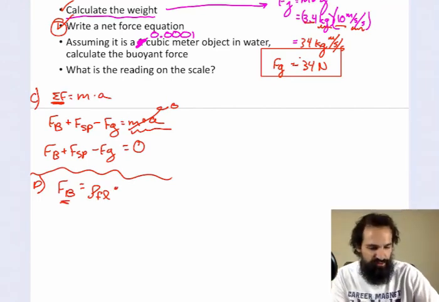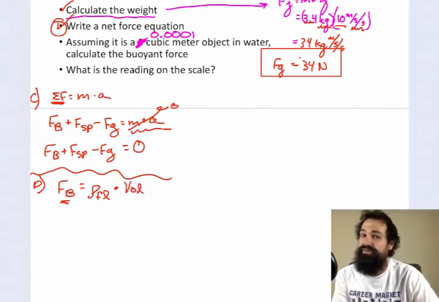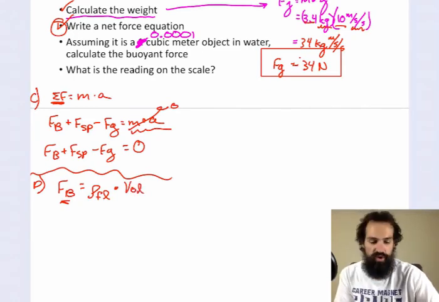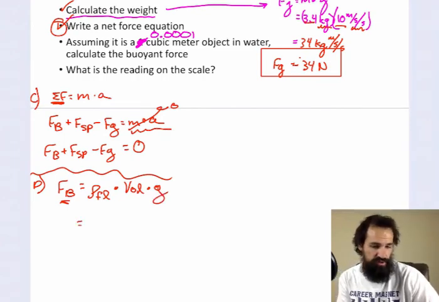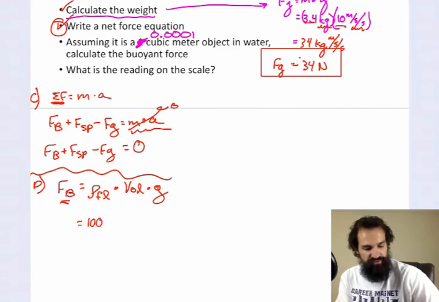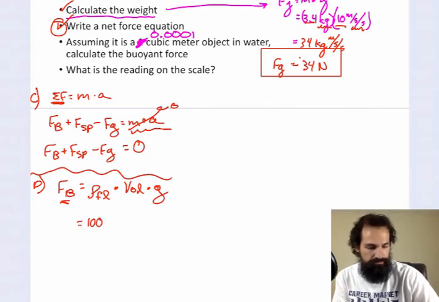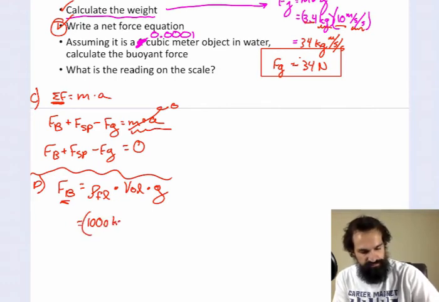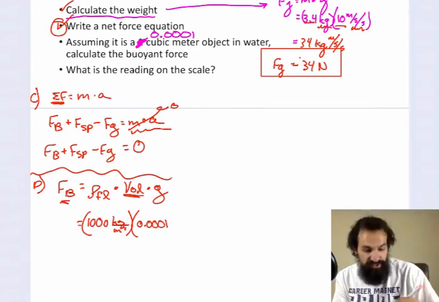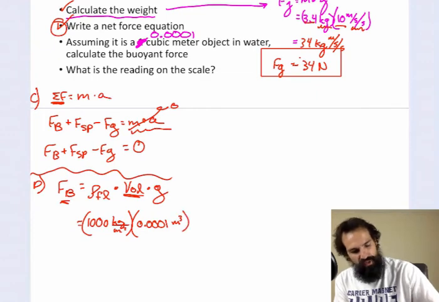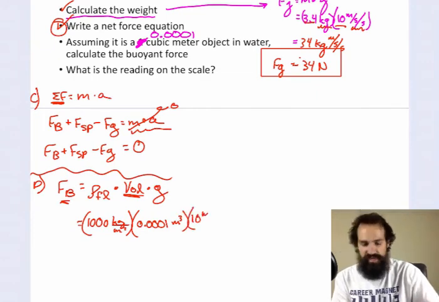So it's the density of the fluid times the volume submerged, not the volume of the entire object, the volume submerged, times gravity. We know that it's in water, so that means we also know the density of the fluid is 1,000 kilograms per cubic meter. And we know the volume is 0.0001 cubic meters. And we know gravity on Earth, 10 meters per second per second.